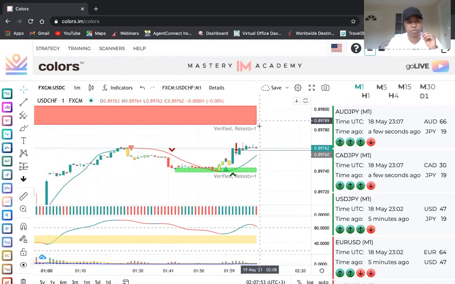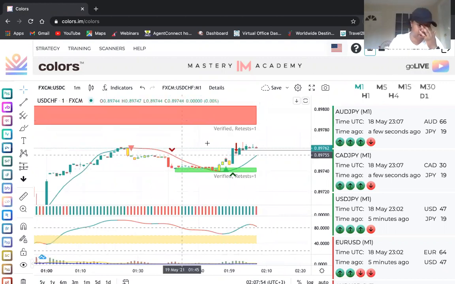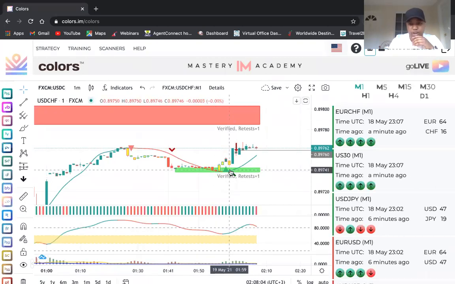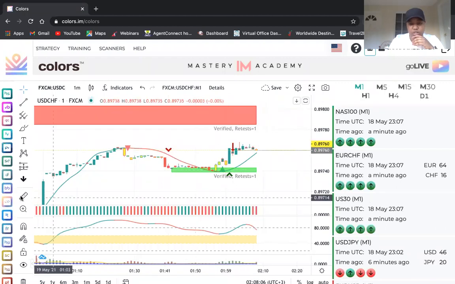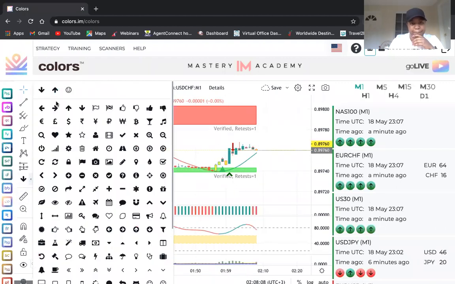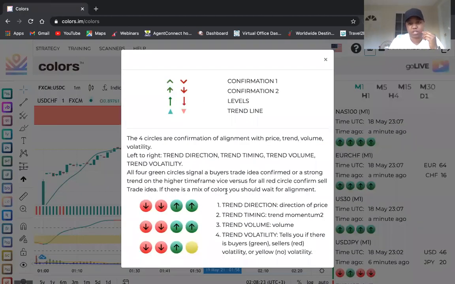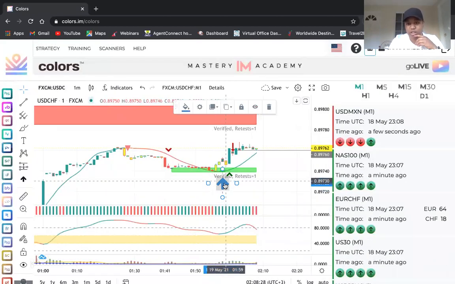So look at this, guys. This is USD CHF, right? Now, there's a red box here. There's a green box here, right? Look at this, guys. Let me show you all something. So this was up for a buy. So look at this. We have a red triangle. We have a green asterisk. So the asterisk means liquidity, right? If you press on details, you will see what it means, right? The asterisk means liquidity.